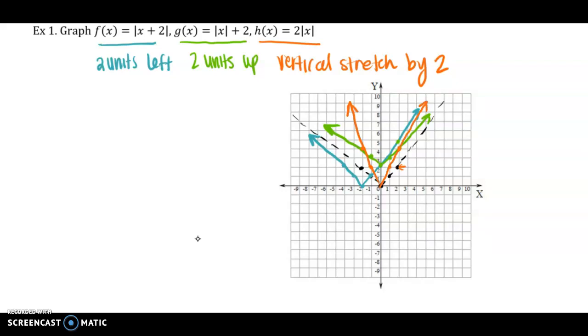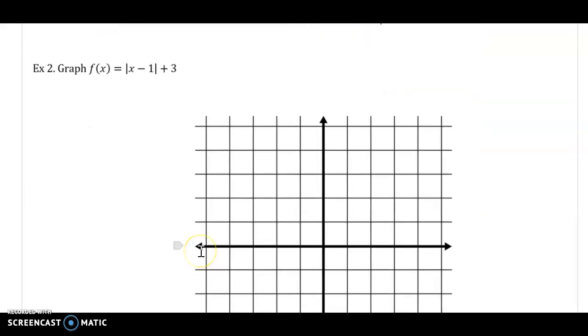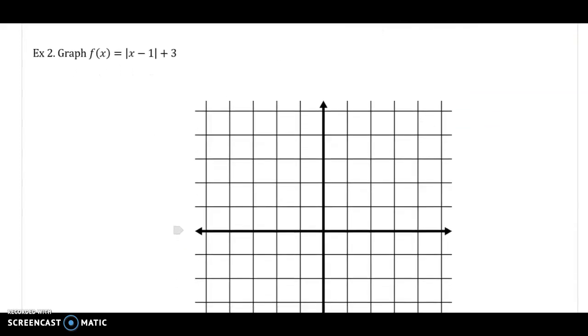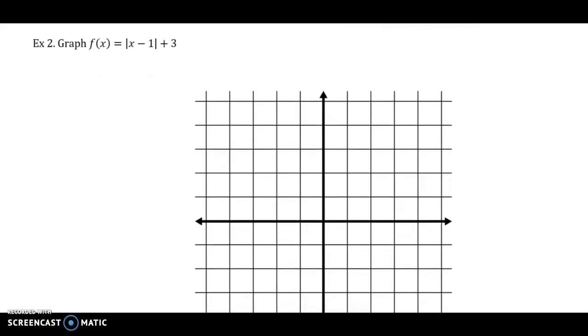And then that would be your answer. So there are your 3 graphs for example number 1. Now let's go ahead and do one that has 2 transformations. So this one right here, the transformation is this part and then this part. So let's go ahead and do the blue first.